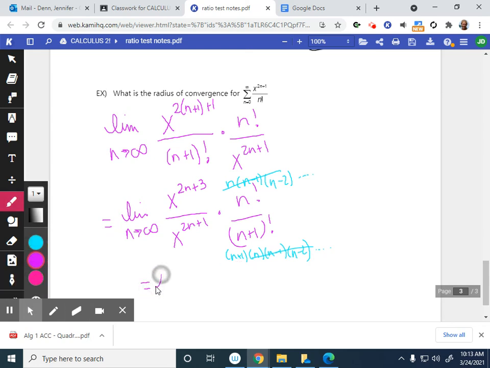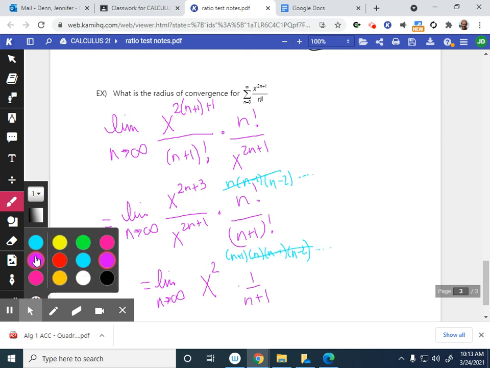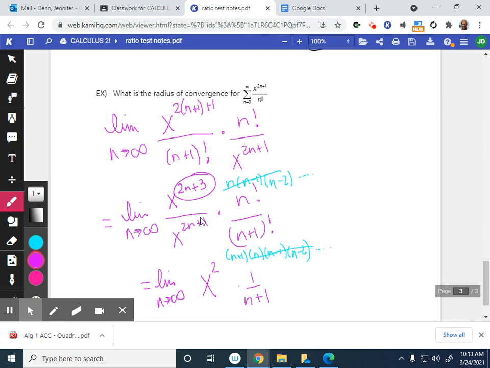So I'm going to continue this limit. I'm going to have the limit as n approaches infinity. This is going to become 1 over n plus 1. And this is going to become x to the second. Subtract those exponents. 2n plus 3 minus 2n plus 1 gives me x squared.